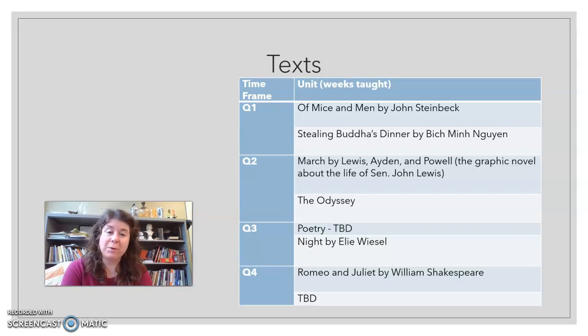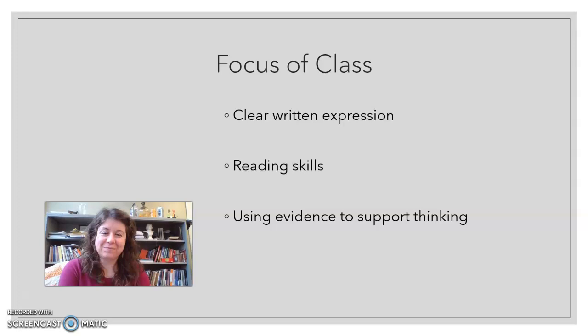Then in third quarter, we'll be reading some poetry, and that will be a to-be-determined unit. And then we'll be reading the memoir Night by Elie Wiesel about the Holocaust. In quarter four, we're going to be reading Romeo and Juliet by William Shakespeare, and then we'll be rounding out the year with yet another to-be-determined unit. I may poll students and see what they're interested in.